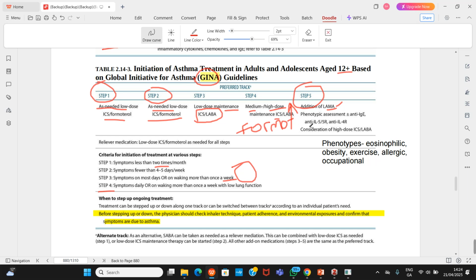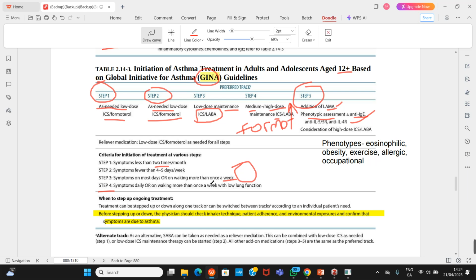Is it having maybe obesity, or something? You assess for the phenotype, and you manage accordingly. You can introduce maybe the omalizumab, which is a monoclonal antibody, or the anti-interleukin 5R. But trust me, it doesn't usually get to this. They will have stopped from somewhere between step 1 to step 4. So don't forget about that.